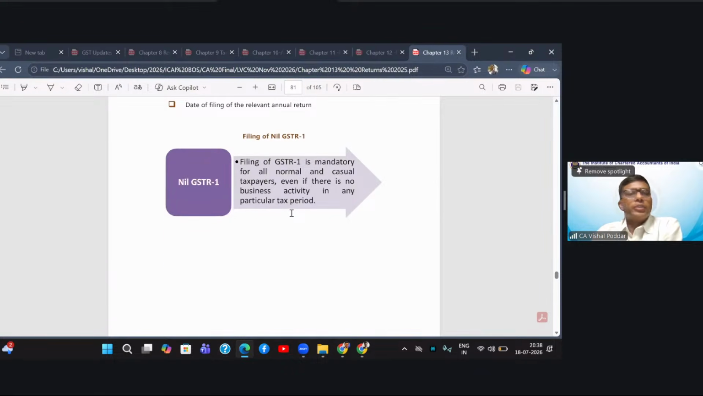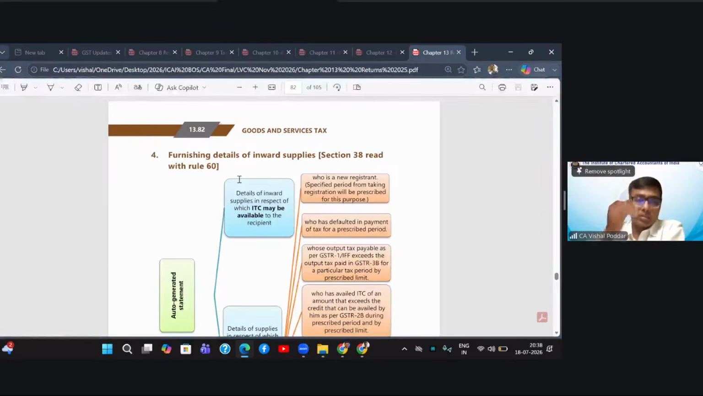Next comes nil GSTR1. So what will happen if in a particular month or quarter there are no details? Filing is compulsory. In such cases, wherever there is no details in that particular tax period, the law provides you to file GSTR1 nil, and it has been made very easy. In fact, you can even do it using SMS facility. So point is, you will have to file that. There is no exception or concession in that. The only thing is, it will be a very easy process and it will be a fast process.